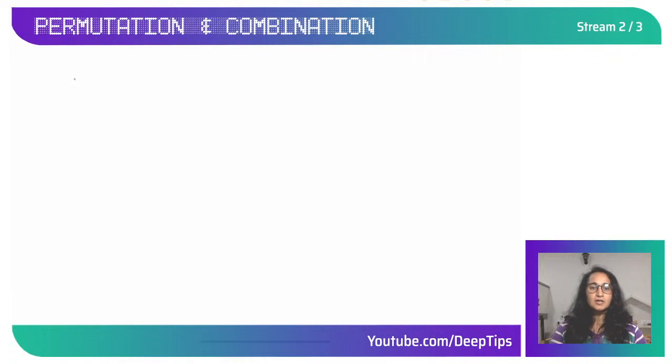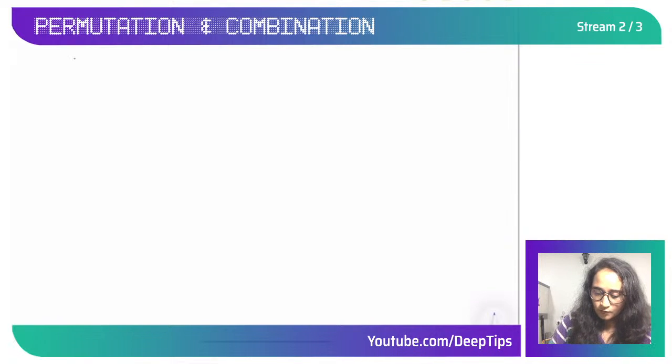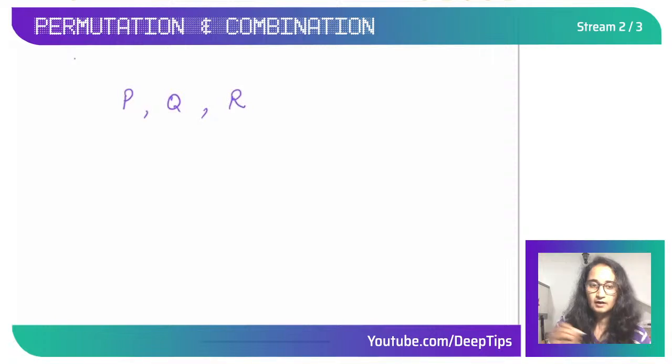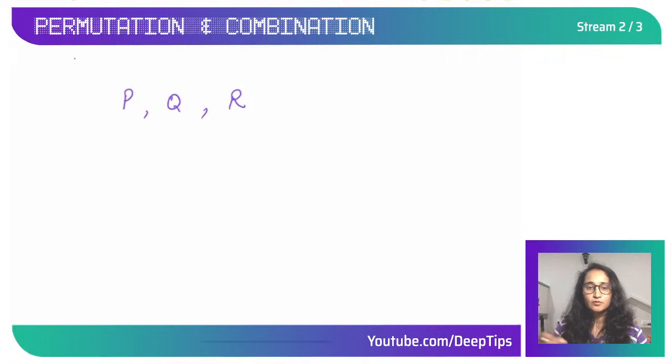So let's start with one example. If I'm making a chess club, okay, you all know that in chess two players can play at a time, and I have three members who have joined my chess club. So let's assume the names of those three members are P, Q, R. I'm taking these letters because it's easy to say rather than taking Ram, Sham. These are the three members who have joined my chess club.